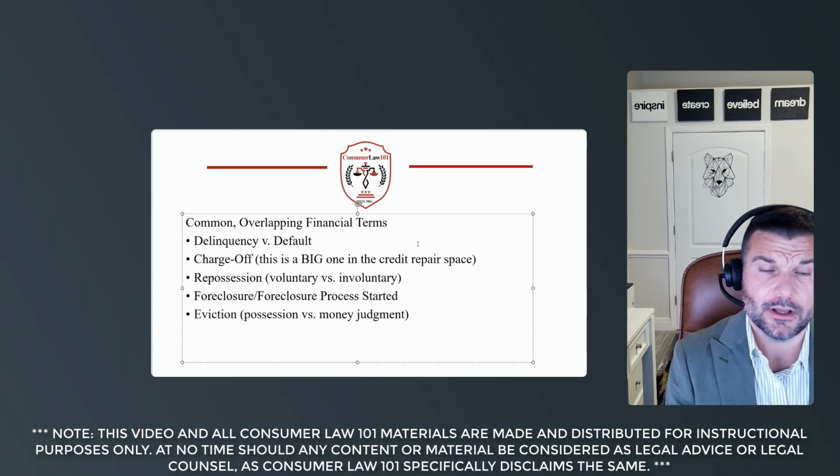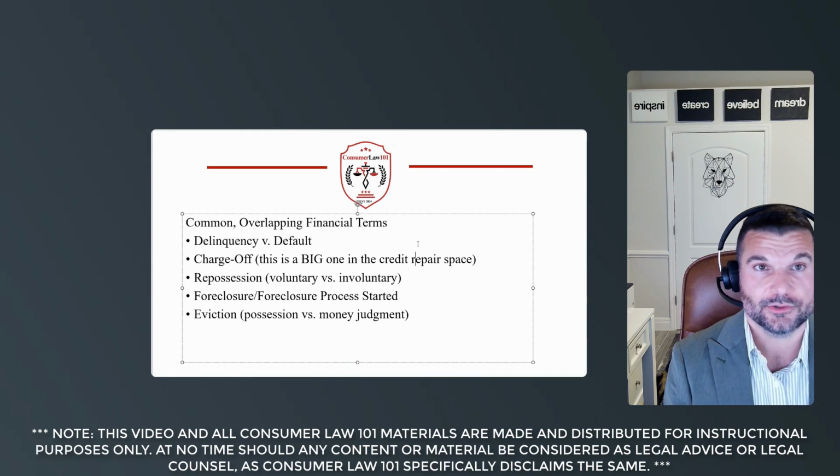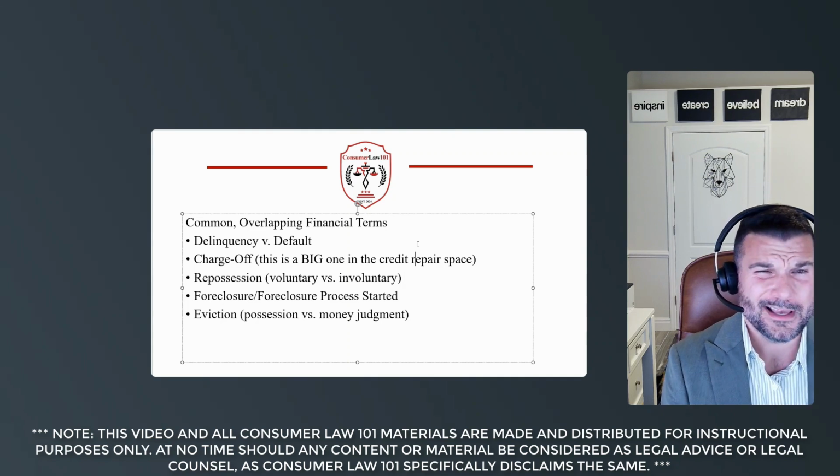Repossession can be voluntary and involuntary. They're both derogatory events, but one is worse than the other, involuntary being worse, of course. Foreclosure is a process by which a mortgage is going to be foreclosed. The interest that the house or the land that's the collateral securing the mortgage note, they're seeking to get that property via foreclosure proceeding.